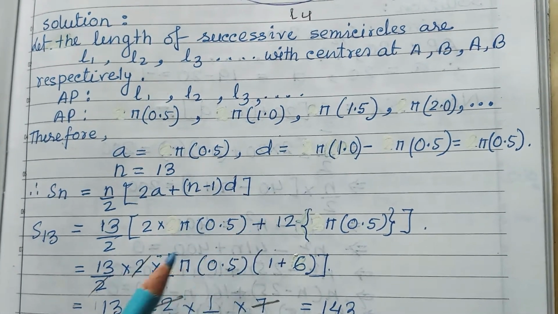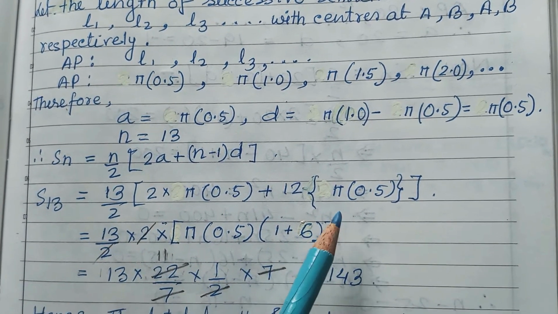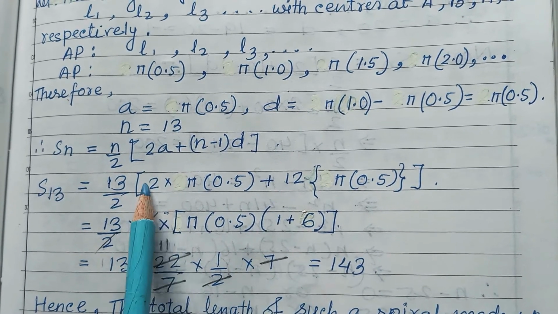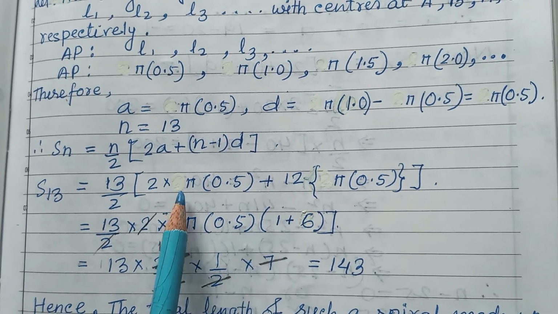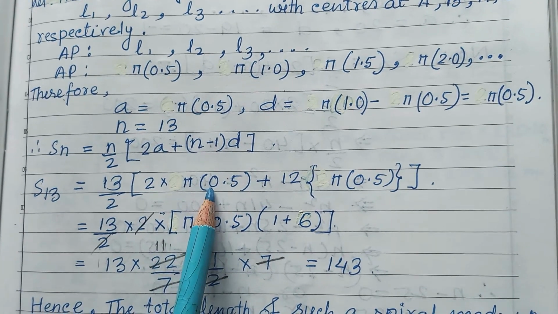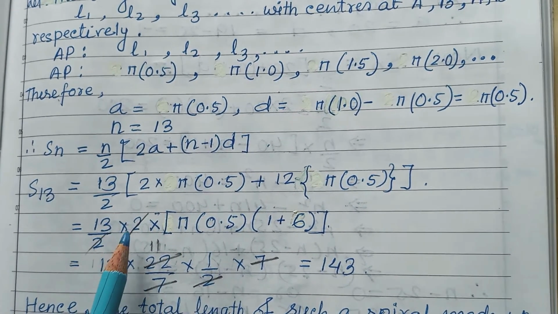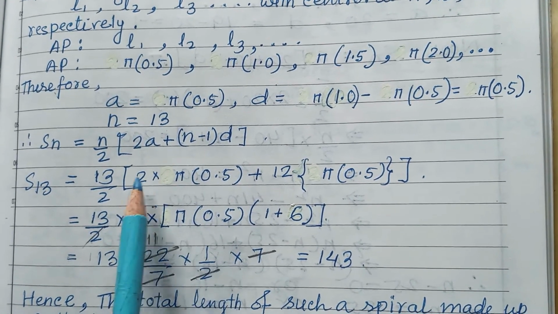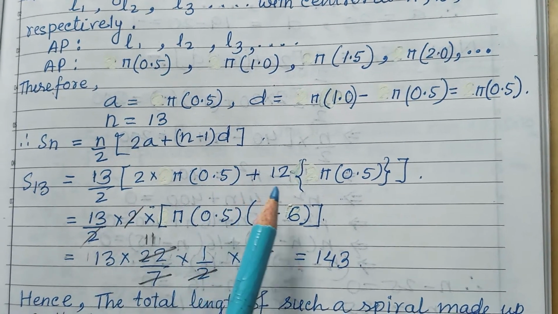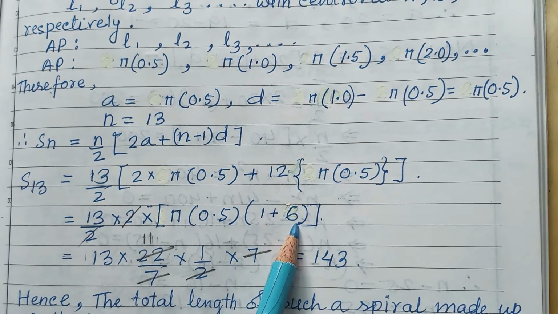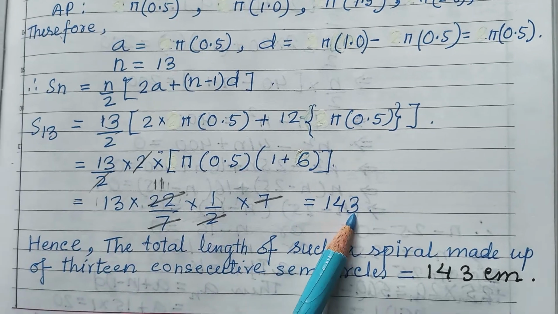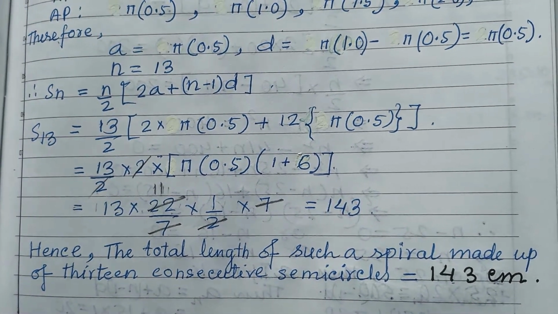Now substitute all these values. Check the calculation. You have to take 2 common from these two factors, 2 and pi into 0.5. 2 and 2 cancel, pi into 0.5, and from here 1 is left, and from here 6 is left, 1 plus 6, 7. Now cancel it, it is coming 143. So the total length is 143 centimetre.